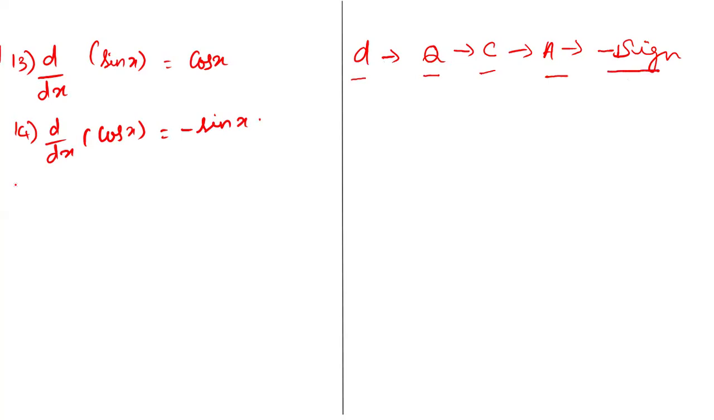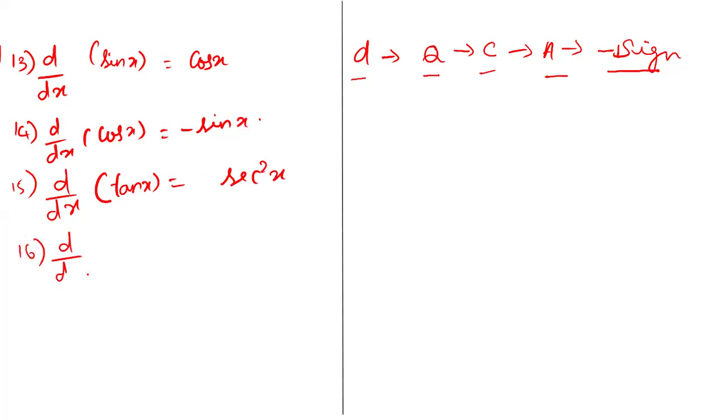Okay. So the 15th one, d by dx of tan x. Differentiation of tan x will be secant square x. And then we'll move on to differentiation of cot x. Always remember, if your question starts with C, your answer will have minus. So minus cosecant square x. This is your formula. Then we'll move on to the 17th one.